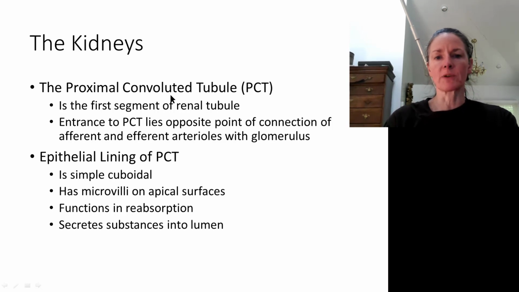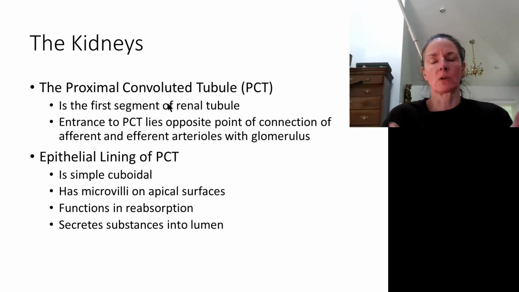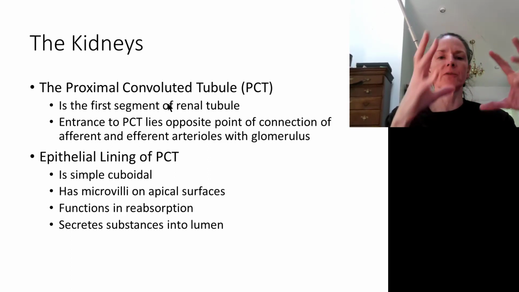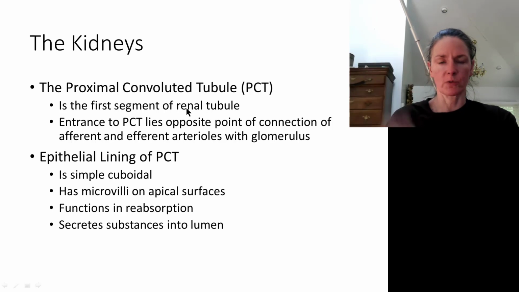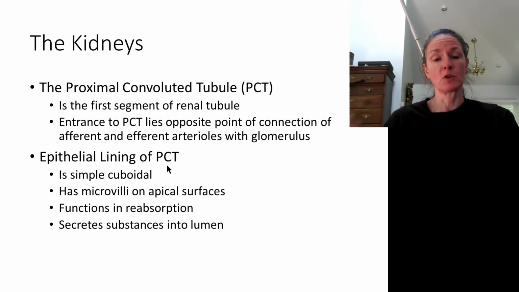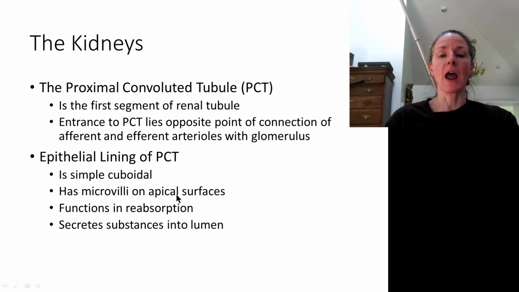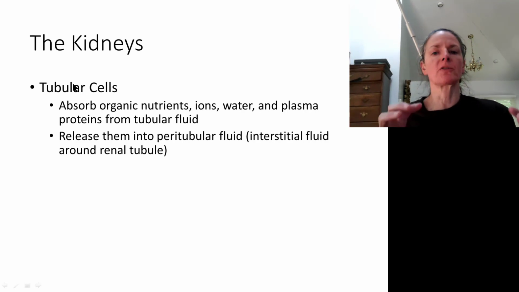All right, so as we said, the proximal convoluted tubuli is what leaves that whole renal corpuscle. So it's going to take the result of the glomerular filtration and basically start the next batch of processes, starting with resorption of a lot of these materials. The epithelial lining, this is not a blood vessel, of the proximal convoluted tubuli is simple cuboidal with lots of microvilli, as we've seen. We're going to secrete some substances into the lumen, but we're going to have a lot of resorption going on here.